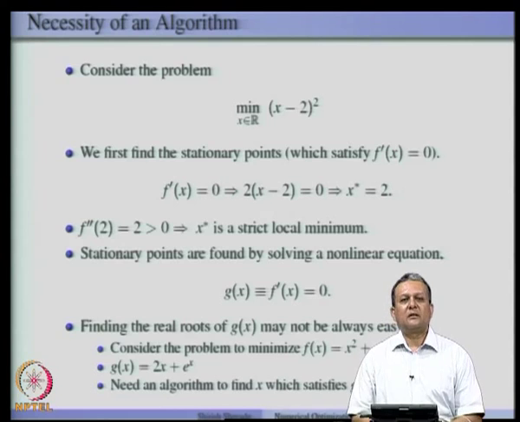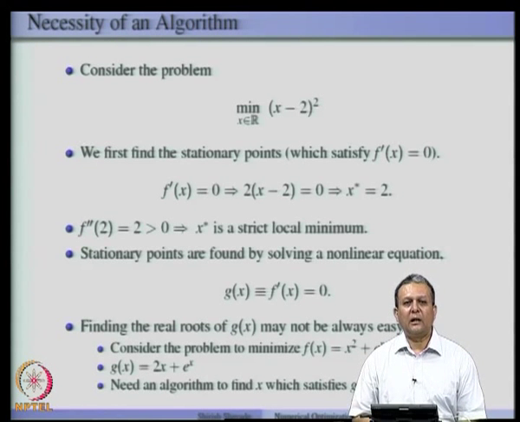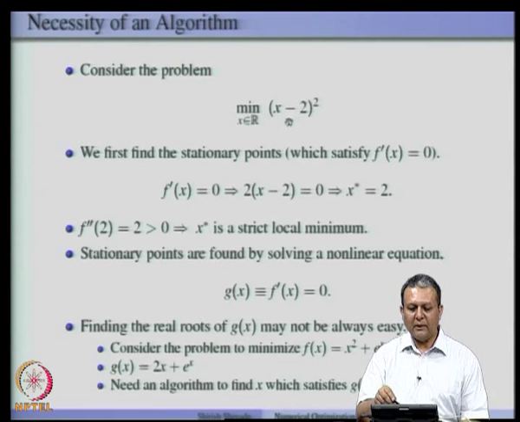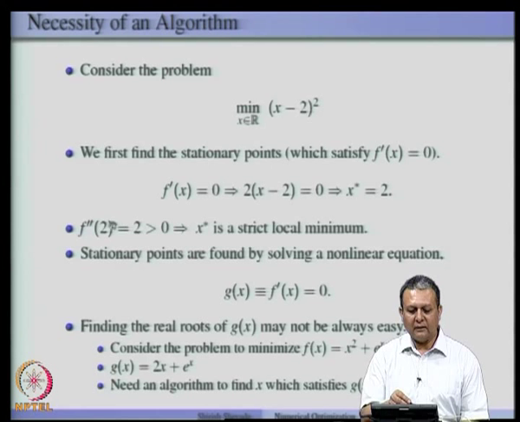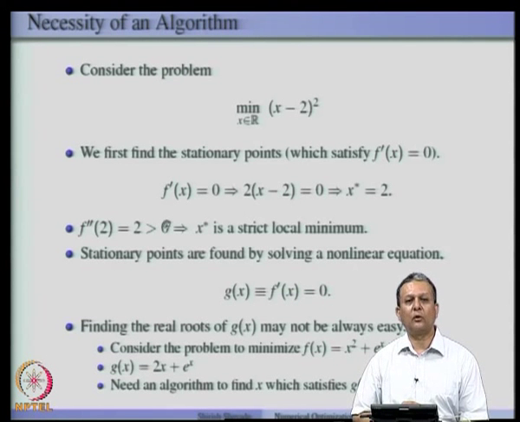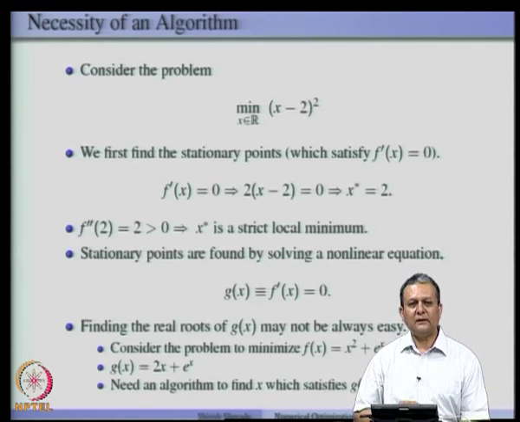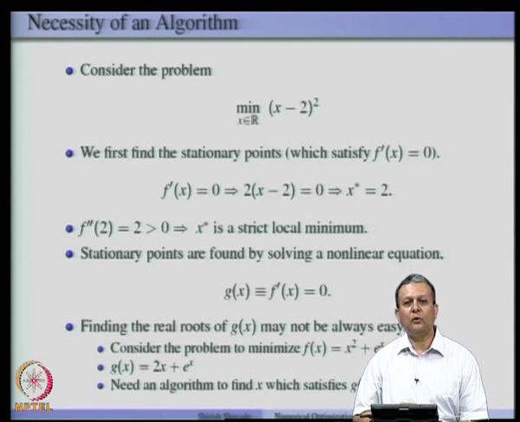Now, if the problem is such a simple problem, then why do we need any algorithm to solve it? Here is a simple example: minimize x minus 2 squared, and f dash x equal to 0 implies x star equal to 2. So, 2 is a stationary point, and at that stationary point you will see that f2 dash 2 is greater than 0, which implies that x star is a strict local minimum. As I said, if it is such an easy thing to solve f dash x equal to 0 and identify stationary points, then where is the need of an algorithm?